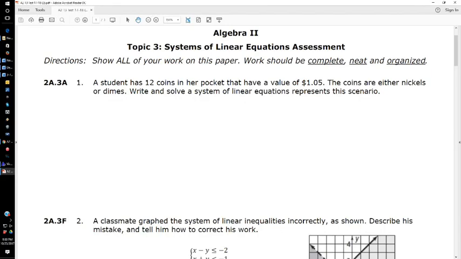This is Algebra 2, Topic 3, Systems of Linear Equations Assessment. It says, show all of your work on this paper. Work should be complete, neat, and organized. Yeah, you'll find my work complete. It's mostly neat, and it's as organized as my brain can handle it.